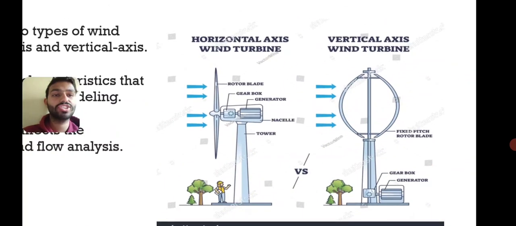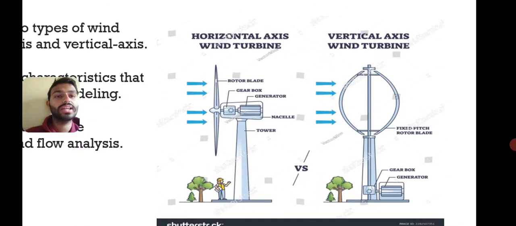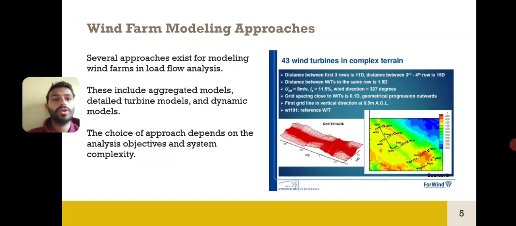Here we can see the diagram of the horizontal axis wind turbine, and also the vertical axis wind turbine. We already discussed the horizontal axis wind turbine parts. Here the vertical axis wind turbine also has a fixed pitch rotor blade, a gearbox and a generator. The gearbox is used to increase the speed of the turbine blades, which maintains a constant rotating speed and produces constant power.